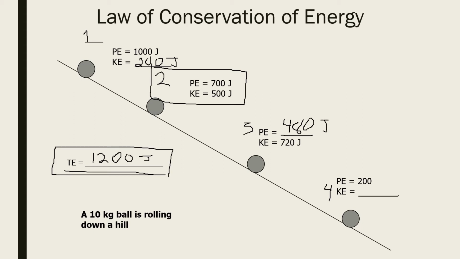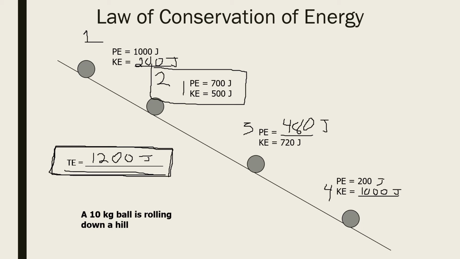What is the KE here at spot 4? It's got to be 1,000. Nice. Okay. So what you do to fill in these blanks is you find the spot where you have both a PE and a KE and you add it up. That's how you get the total energy. And once you have the total energy, every spot has to add up and equal the same thing. So that's how we got these numbers. They all have to add up and equal 1,200.